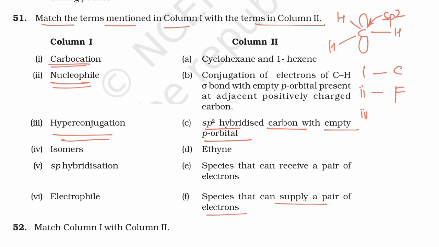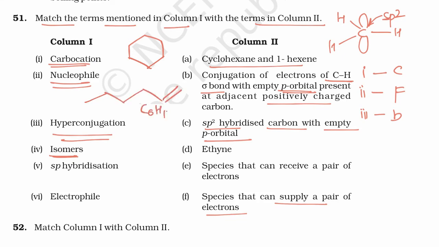In third, hyperconjugation. Hyperconjugation involves transfer of carbon hydrogen sigma bond electrons to an empty p orbital at an adjacent positively charged or unhybridized carbon. So 3, B. Now fourth, isomer. Cyclohexane and 1-hexene are isomers. Cyclohexane and cyclohexene both have the molecular formula C6H12. They have the same molecular formula but are different compounds, so they are isomers. So fourth, A.